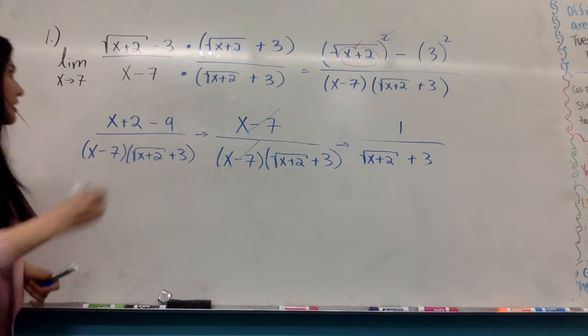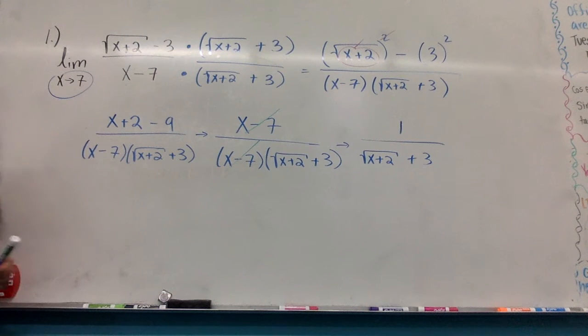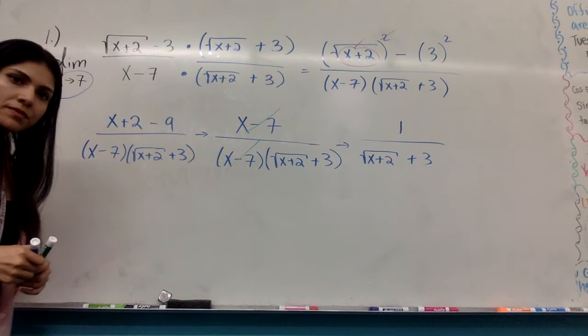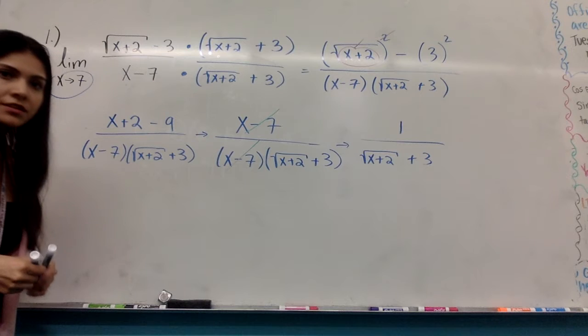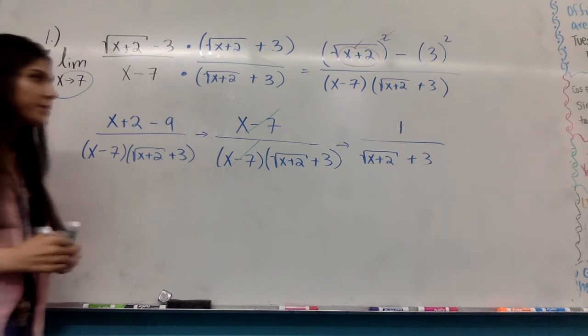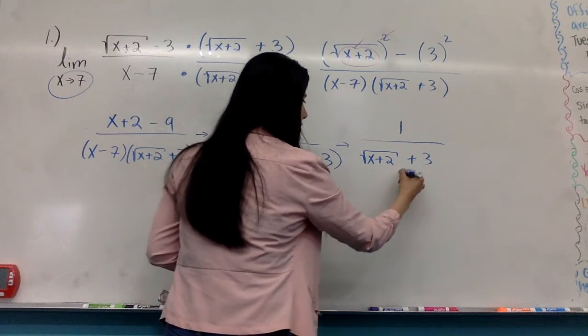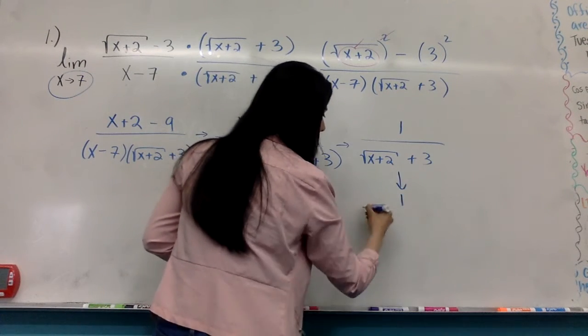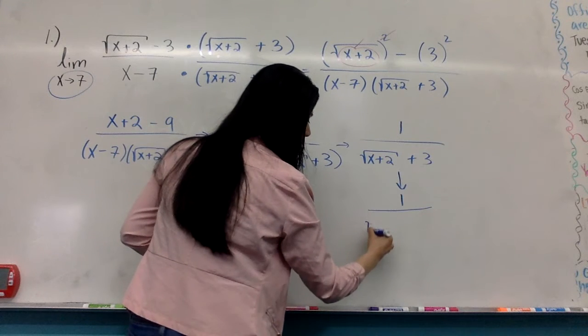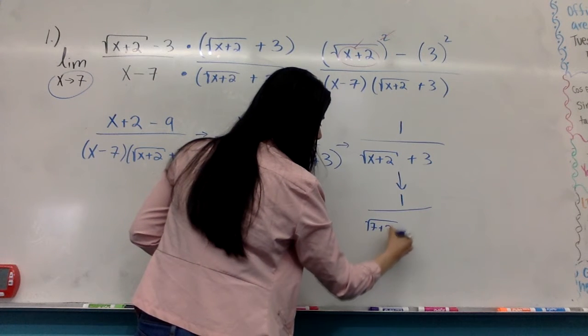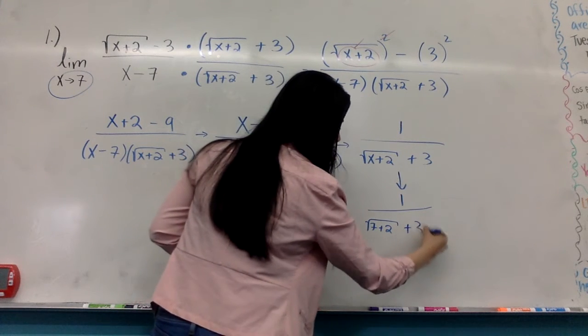Now I am able to plug in my 7 that I could not plug in before because I multiplied the top and bottom by the conjugate. This is a simplification technique. Now let's go ahead and plug in 7 and find out the limit. So now that I'm going to plug in 7, I'm going to get 1 all over, it's going to be 7 plus 2, square root of, plus 3.